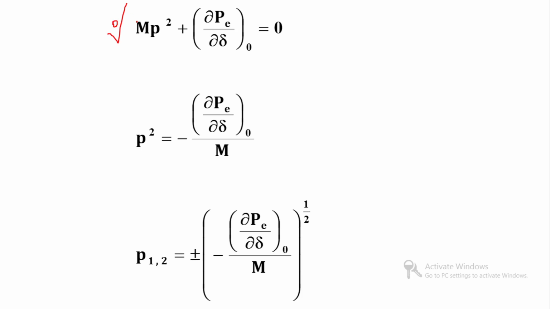So this is the second order equation, so it has two roots. First of all, let's find out p square. So p square is equal to minus del pe by del delta 0 upon m, and let's take the root of this equation. So p1,2, the two roots, is equal to plus or minus, in bracket, minus del pe by del delta 0 upon m, raised to 1 half. So these are the roots of the equation.